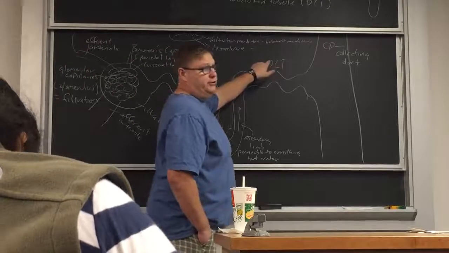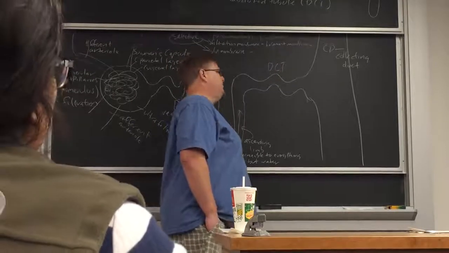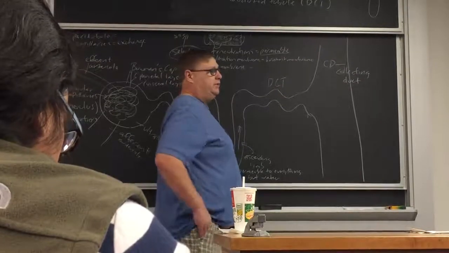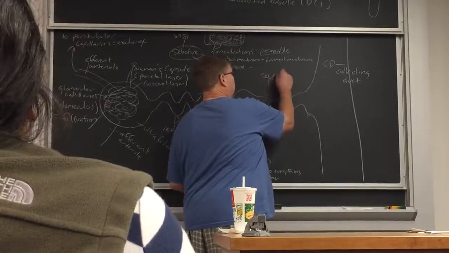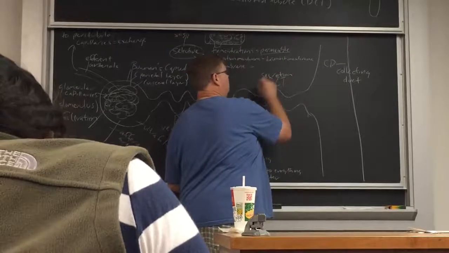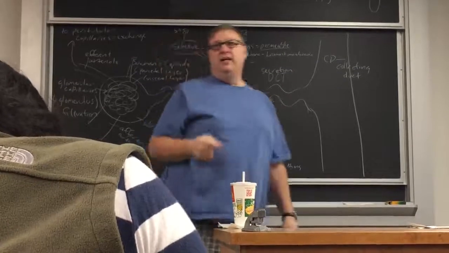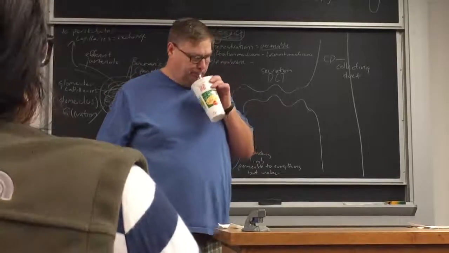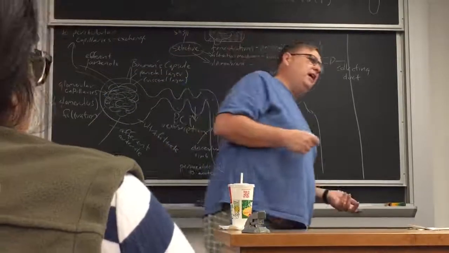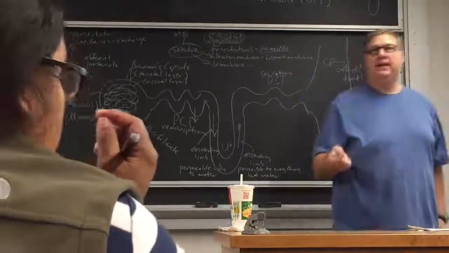The distal convoluted tubule is pretty important. And the distal convoluted tubule is primarily there for secretion. Secretion happens late in the process, which makes sense because when you're getting rid of stuff, you're getting rid of stuff you don't want, right?